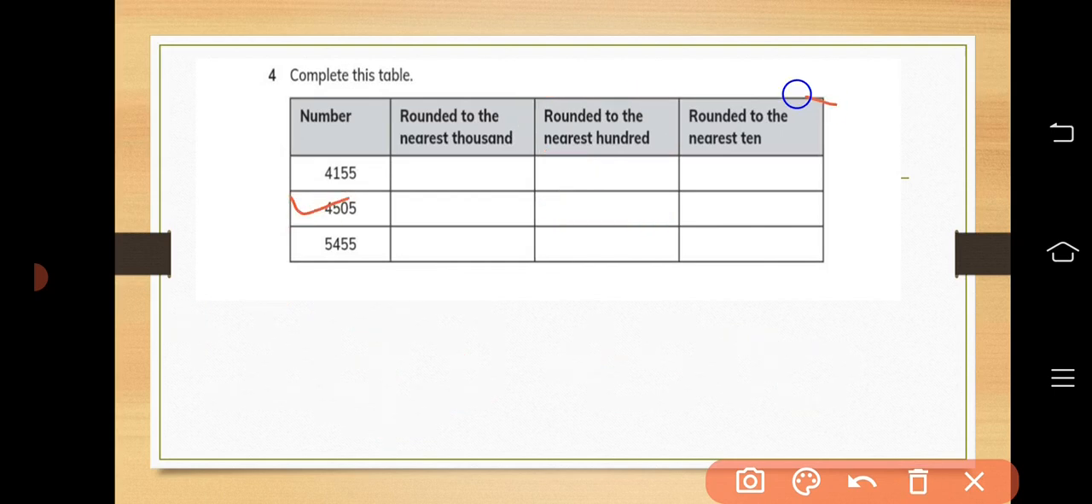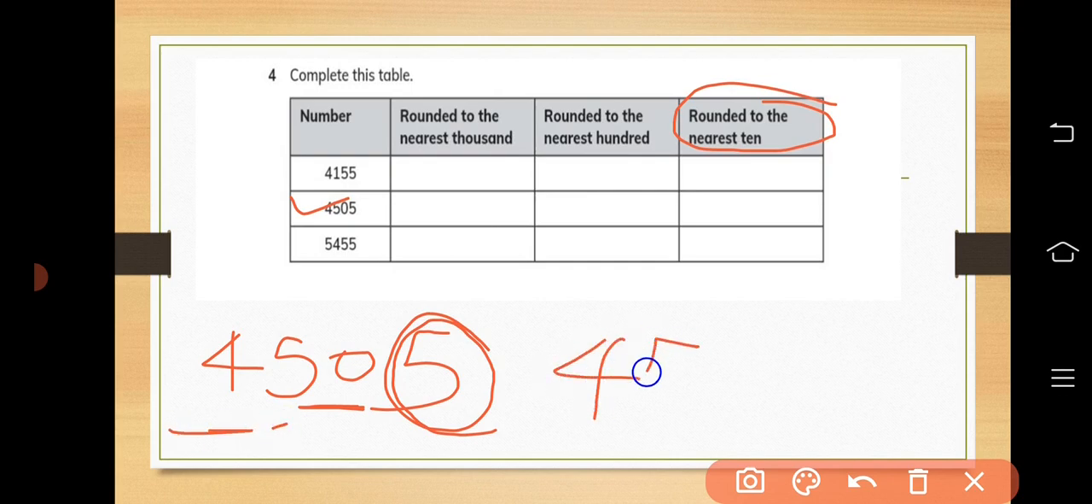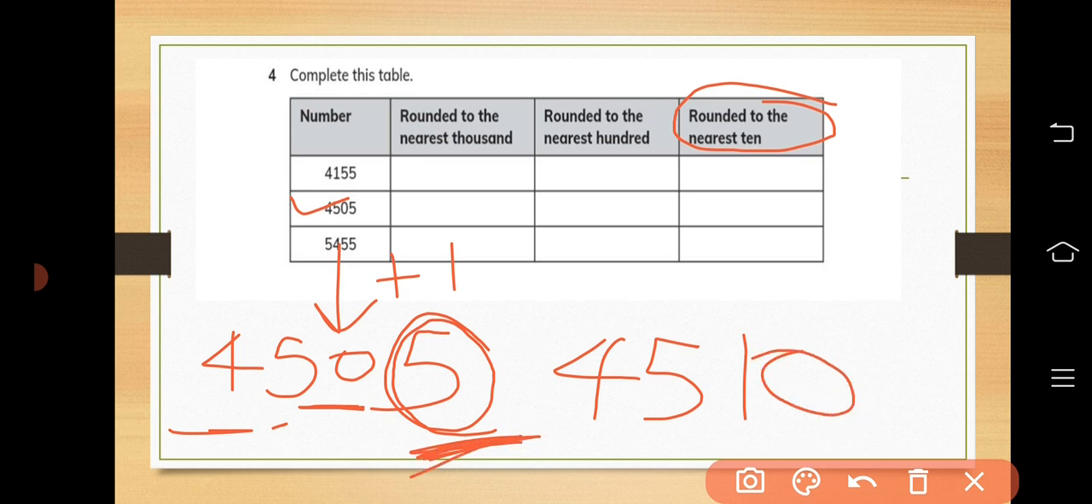Now round it to the nearest 10. 4505. Round it to the nearest 10 means you have to underline the 10 place value and circle the right value. Here you see that the circle value is equal to 5, so it means that you have to round up. So it means that this 4 and 5 remains the same. This 0, you have to add 1 here. 0 plus 1 is 1 and the next value becomes 0. So the approximation answer is 4510.